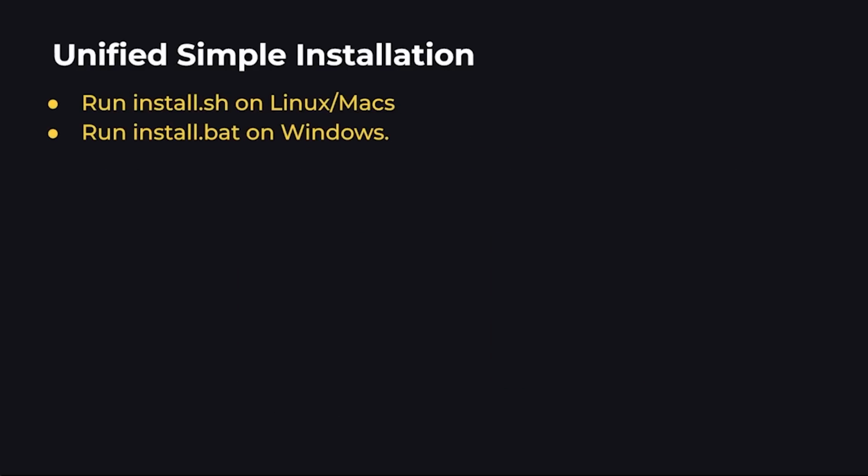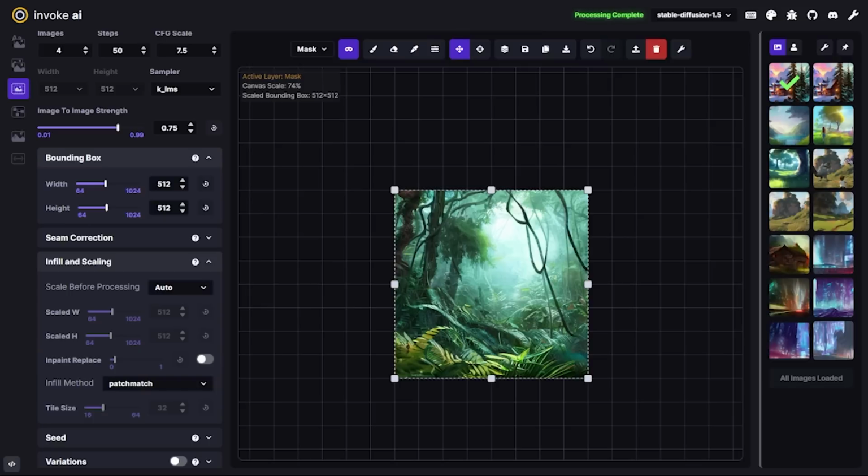Lastly, Invoke 2.2 can now be installed using a unified, simple installation. This is one file for Linuxes and Macs, one file for Windows. This new installer has been informed by the feedback that we've gotten from the community. Again, that's one interactive installation process that takes you all the way from start to finish. It's that simple. And just for fun, let's put this thing into overdrive and make something really big.